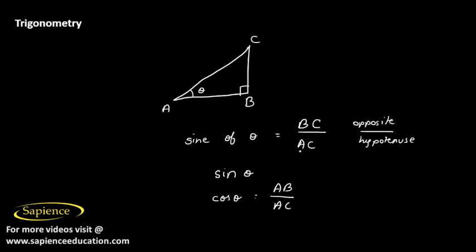So for this triangle, we wrote sin theta and cos theta, and tan theta will be the opposite side divided by adjacent side, so BC divided by AB. The same way we can find the ratios of cosecant, secant and cotangent of theta. So these are all the trigonometric ratios of this angle A, angle theta. Angle C will have different ratio values. For angle C, we will consider AB as the opposite side.